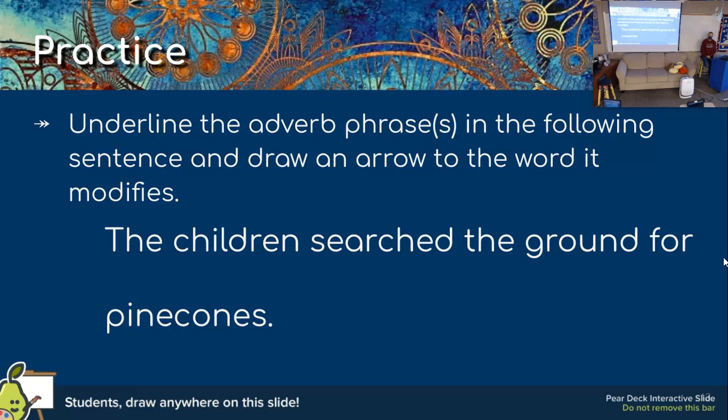How many adverb phrases do we have in this sentence? Show me on your fingers. Everyone show me on your fingers. How many adverb phrases in this sentence? Uno, 1. We have 1. Okay, where is it? Logan, where's our adverb phrase in this sentence? For pine cones. For is one of those key prepositions, and pine cones is our object of the preposition. So "for pine cones" it is.